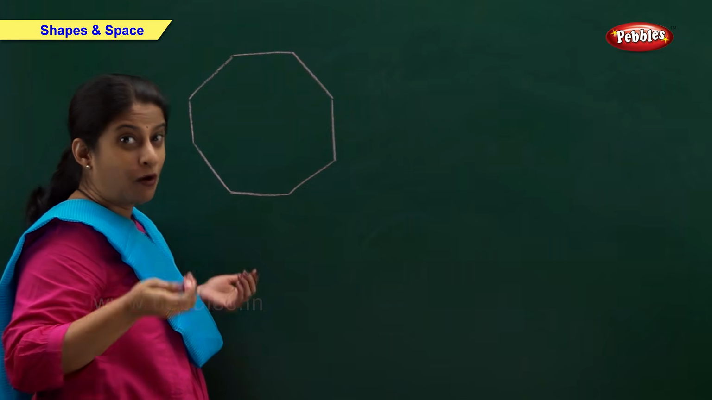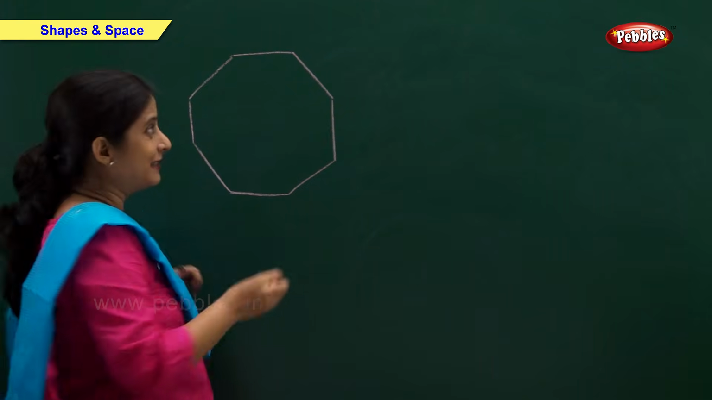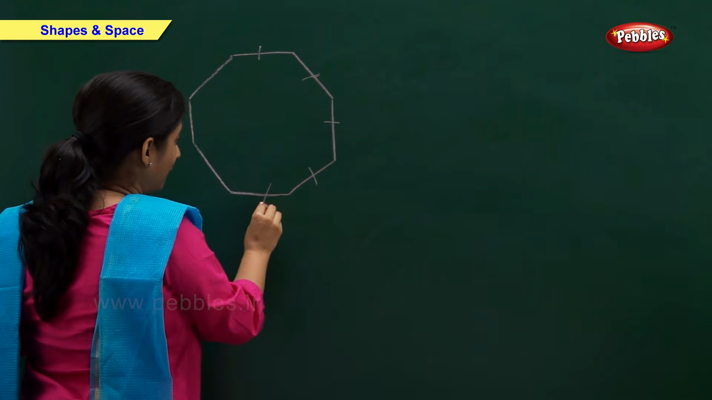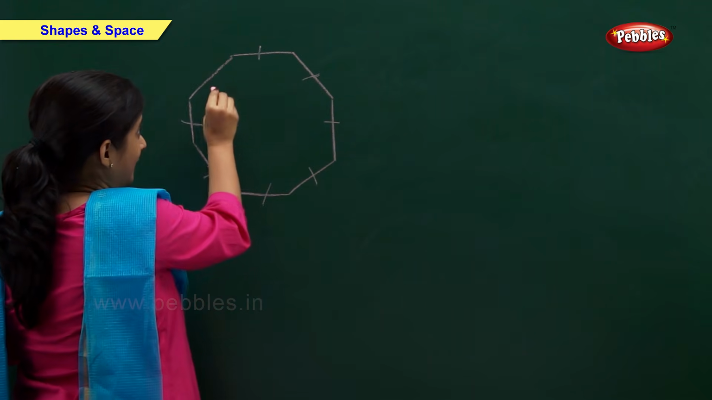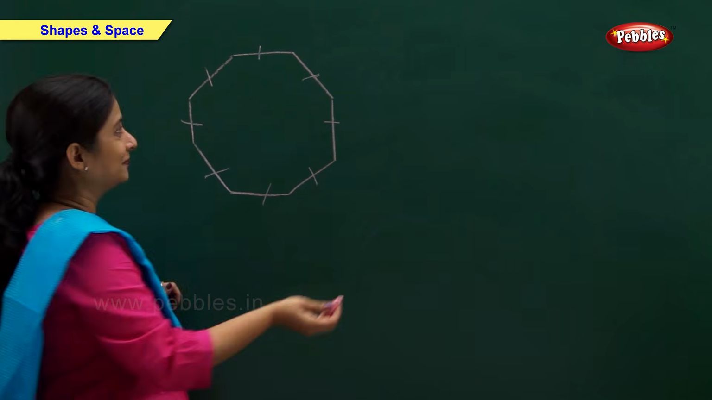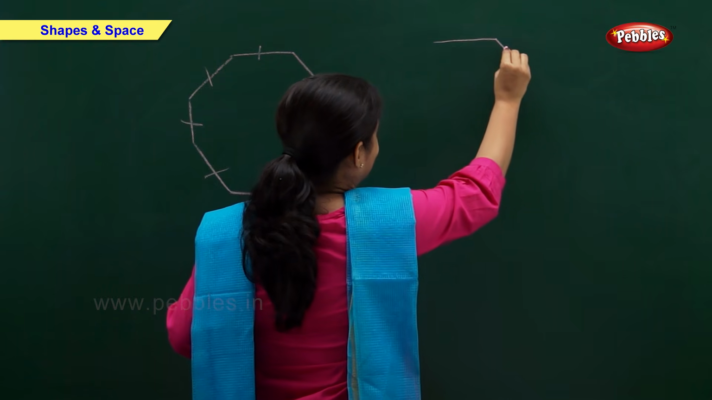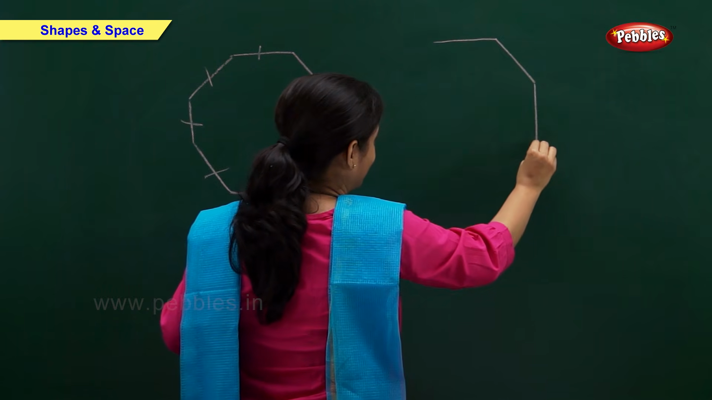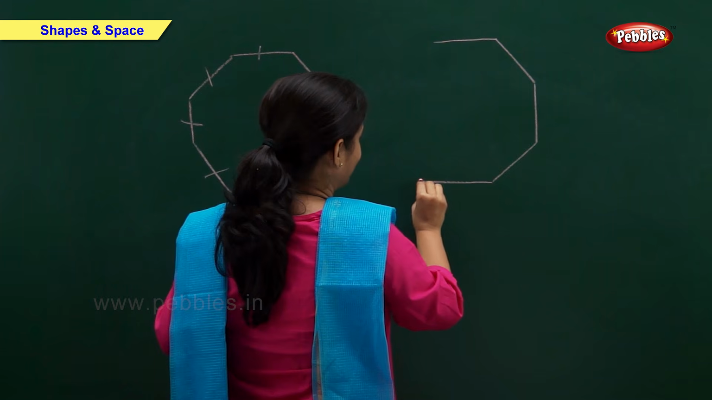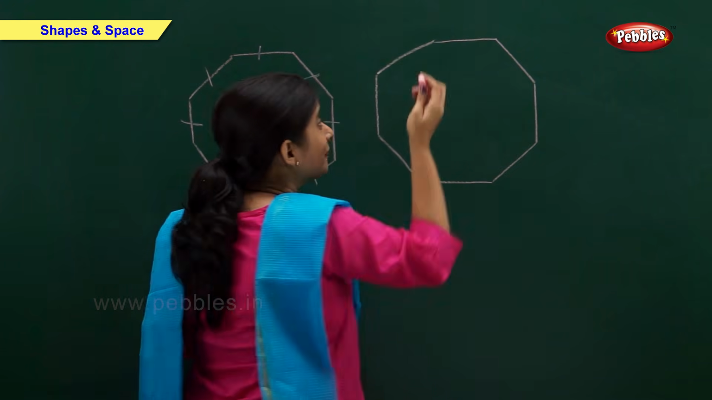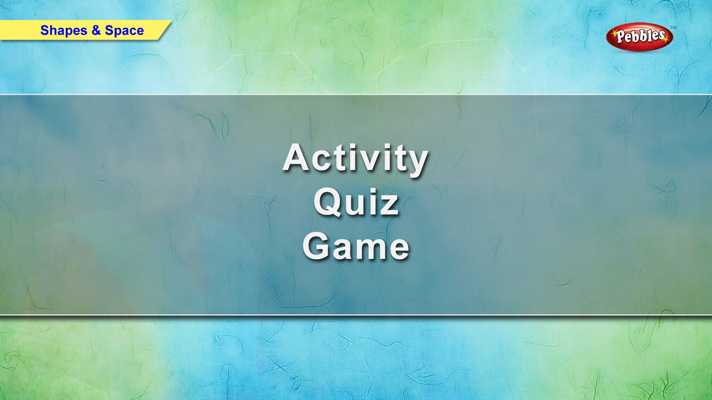Octagon. An octagon has 8 sides. 1, 2, 3, 4, 5, 6, 7, 8. Octagon.